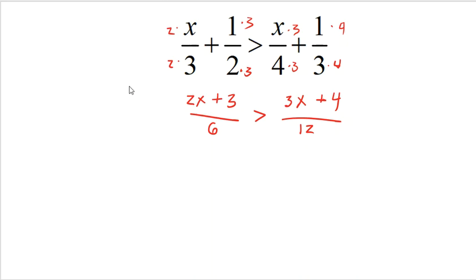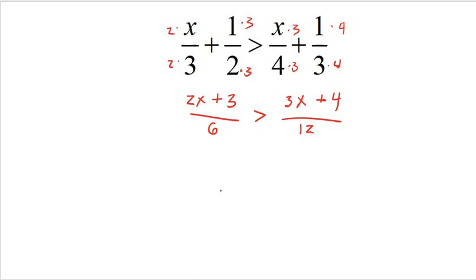But a lot of kids just want to jump and cross multiply. Be very careful here. If you cross multiply, you're like, okay, well, what goes on the left? What goes on the side that's the greater 2, right? Like, does the 6 times 3x plus 4 go over there? Or does the 12 times 2x plus 3 go over there? What side goes on the right where the arrow's pointing? You don't know, so don't do that. Got to be smart here.